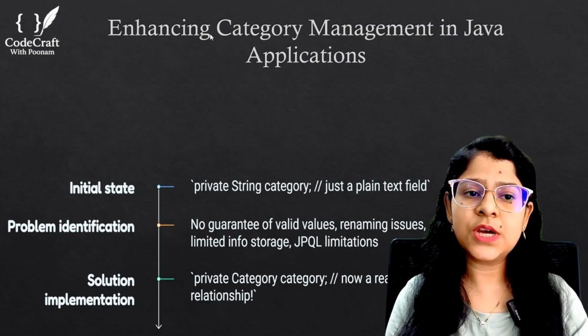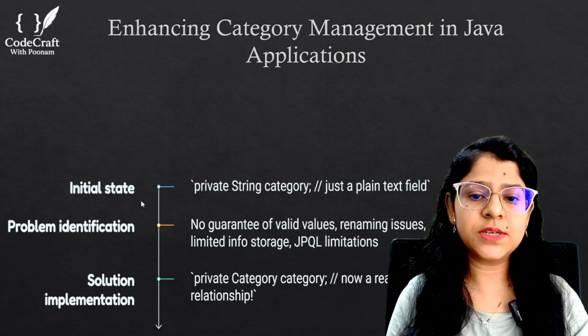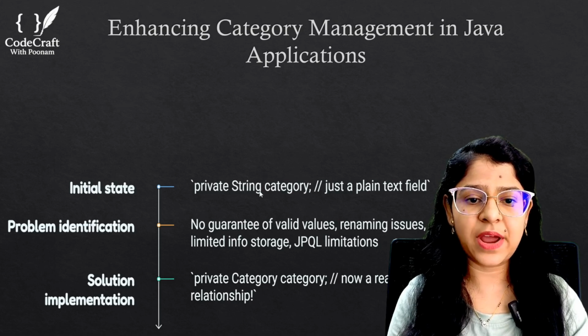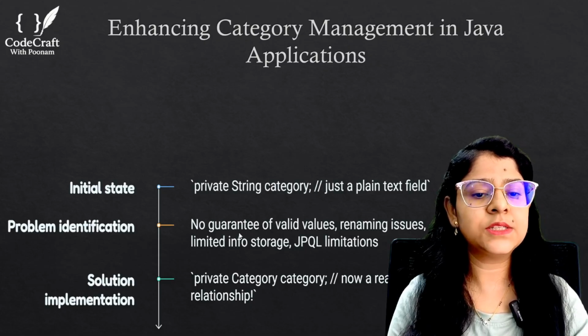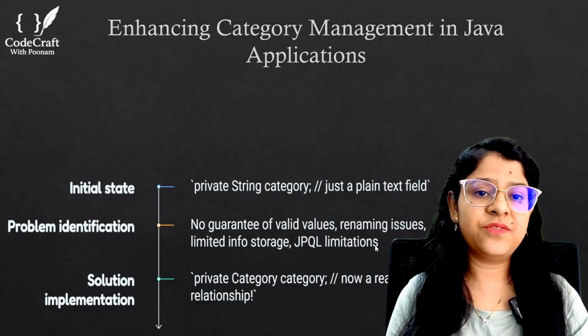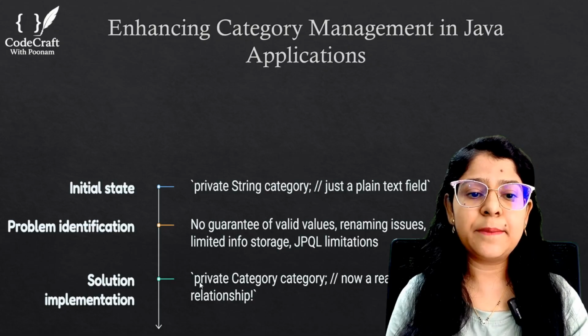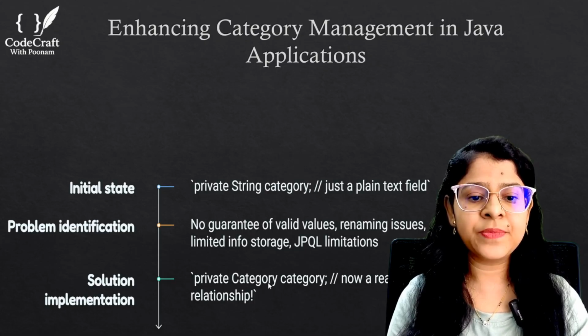The solution is to make category a proper entity. Here you can see how we are going to enhance category management in our Java application. The initial state is plain text, that is private String category. We have identified the problems: no guarantee of valid values, renaming issues, limited info storage, and JPQL limitations. So the solution is to make this private Category category, which is now a real relationship.